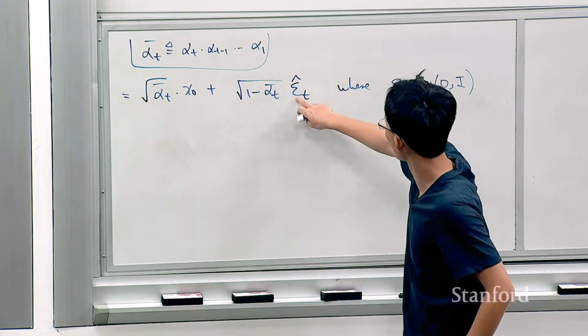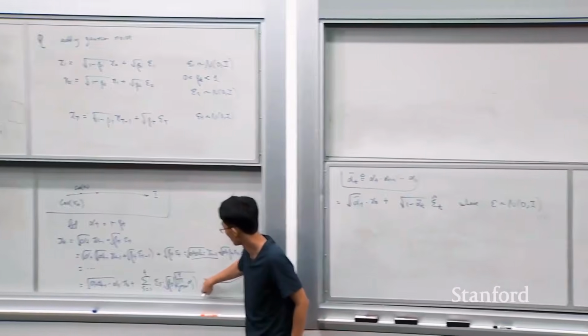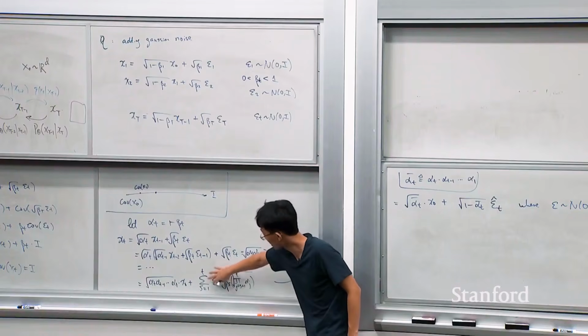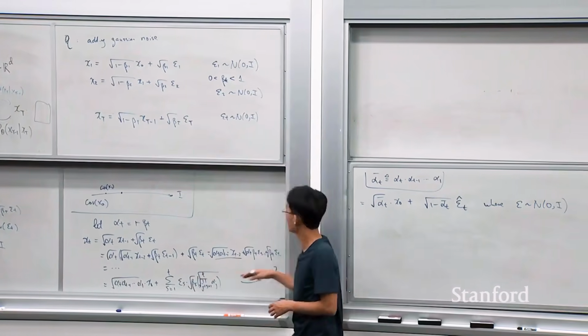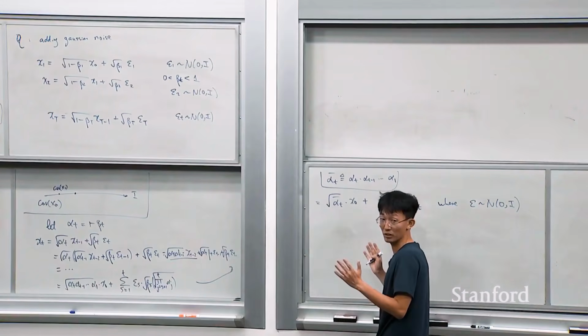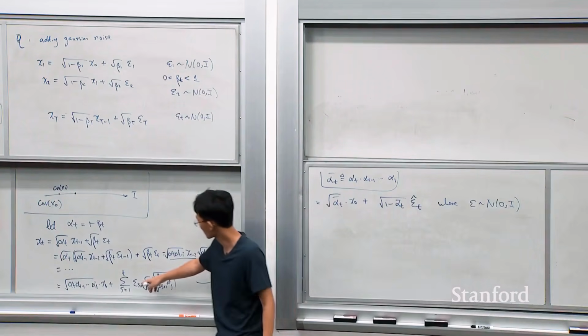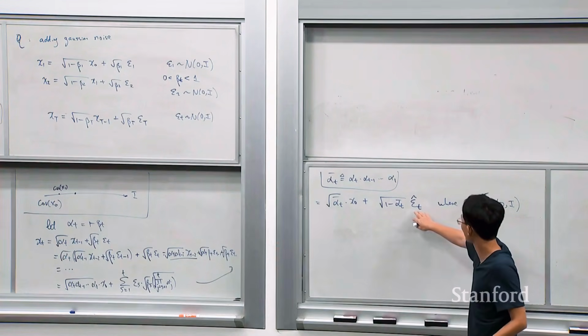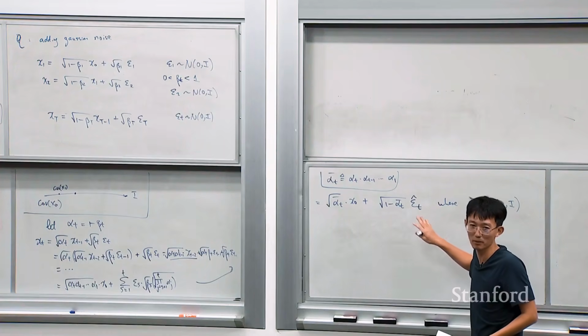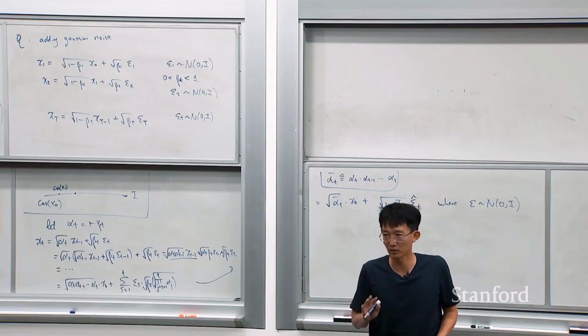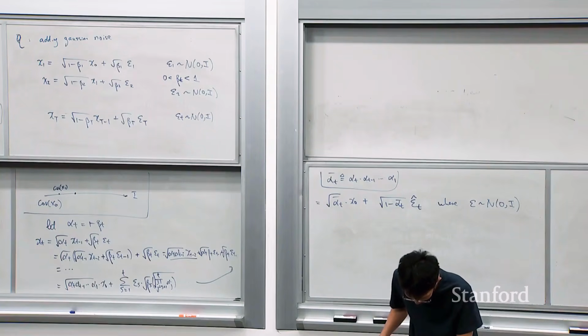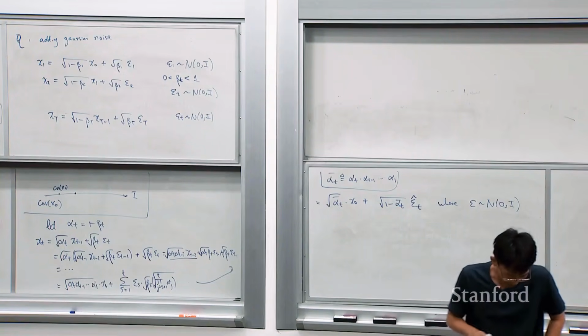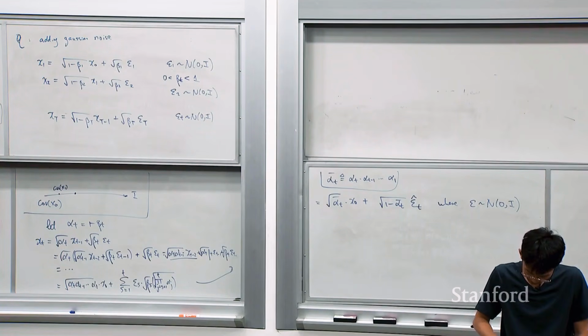Also note that this epsilon hat t is basically a random variable, the sum of independent Gaussians. So epsilon hat t are not independent of each other, even though the epsilons are independent of each other. However, every time we talk about epsilon hat t, we don't really care whether they are independent or not. So it doesn't really matter. Okay. Great.